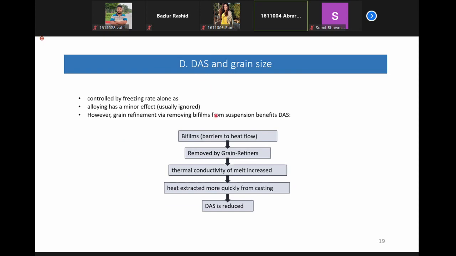Finally, for the dendritic arm spacing, there's a bit of an indirect relationship when it comes to aluminum alloys, which is that the presence of bifilms within the melt actually reduces the thermal conductivity and therefore reduces the heat extraction from the melt. But when we add these grain refiners, they sediment the bifilms and increase the thermal conductivity, so more heat is extracted, which reduces the dendritic arm spacing. And we know that lower dendritic arm spacing gives us better UTS, better elongation, and whatnot.